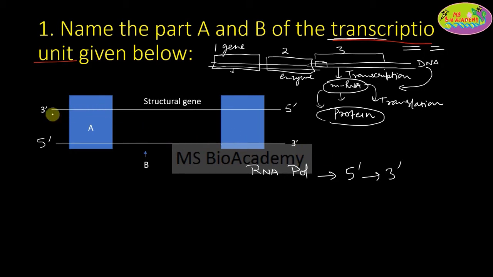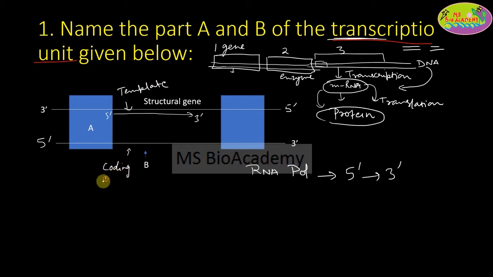So that means the one which is running in the 3 prime to 5 prime direction, then only this mRNA can be formed in the 5 prime to 3 prime direction, right? So this will be your template strand. And the one which is not used for the template is called the coding strand.